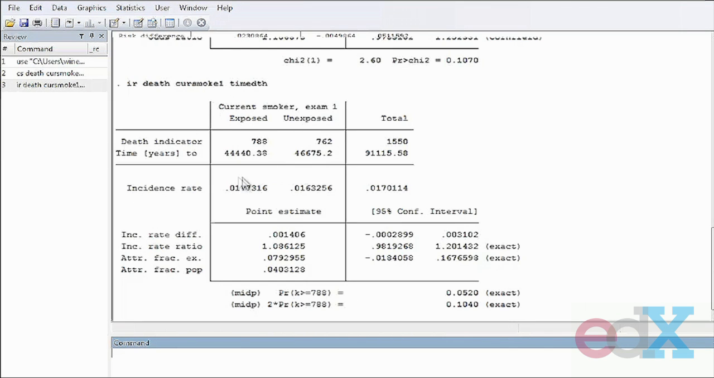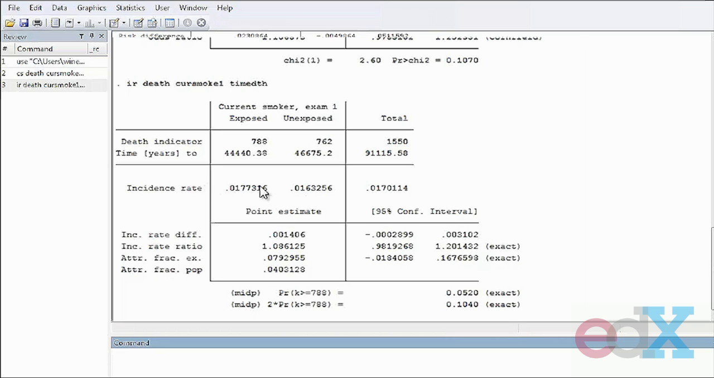So STATA tells us that among the people who were smokers, we had 788 cases among 44,440 person years, resulting in an incidence rate of 0.0177 cases per person year, which is equivalent to saying 1.8 cases per 100 person years. Among the non-smokers, 762 deaths occurred among 46,675 person years, leading to an incidence rate of 0.016 cases per person year, which is equivalent to saying 1.6 cases per 100 person years.